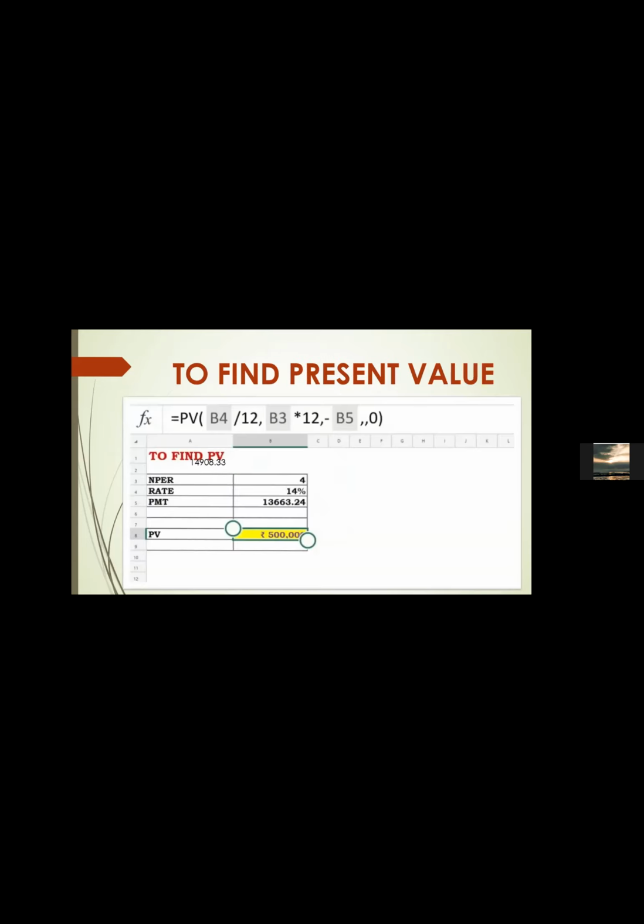To find present value: number of periods 4, rate of interest 14%, PMT 13,663.20 rupees. PV is equal to PV(B4/12, B3*12, -B5, 0).